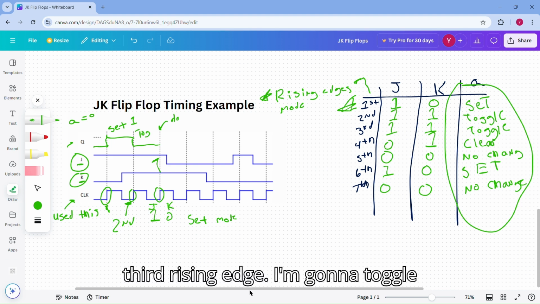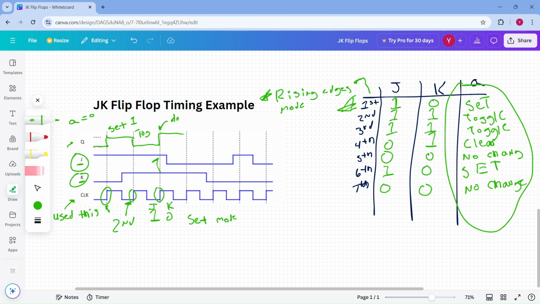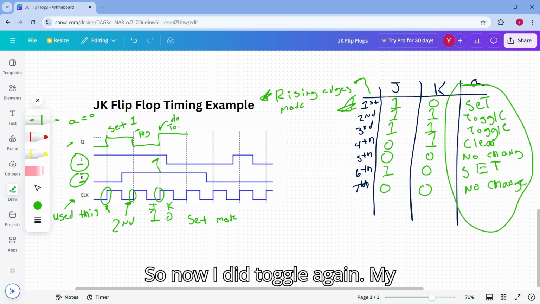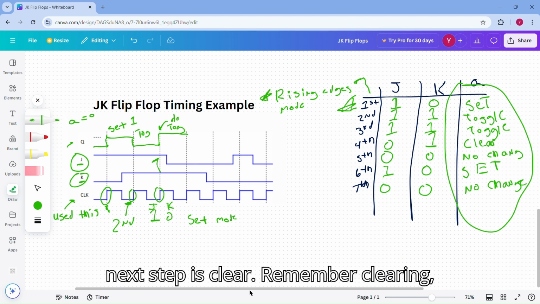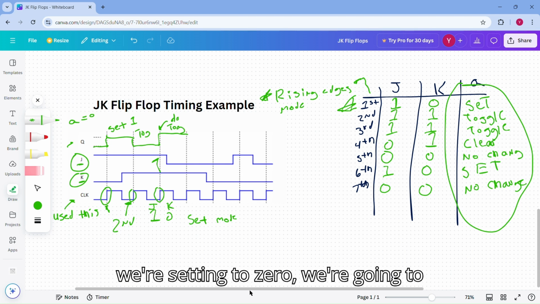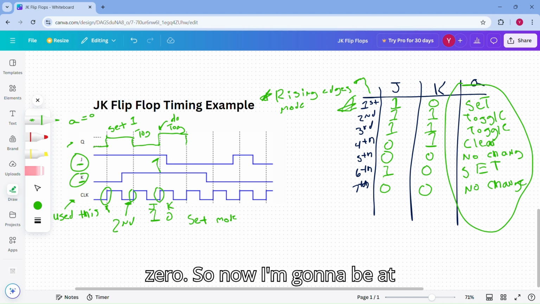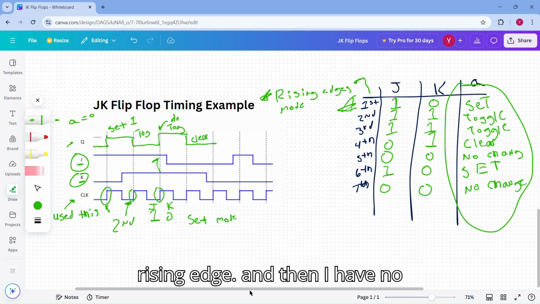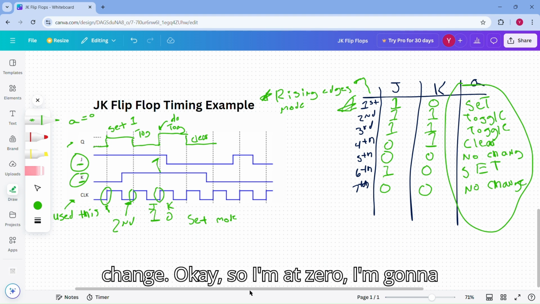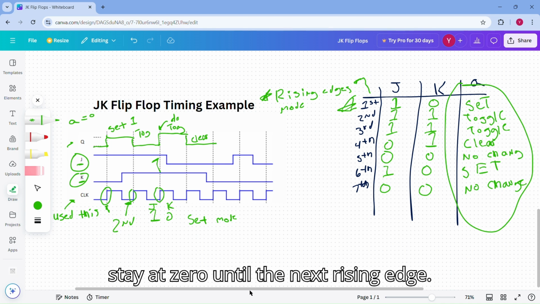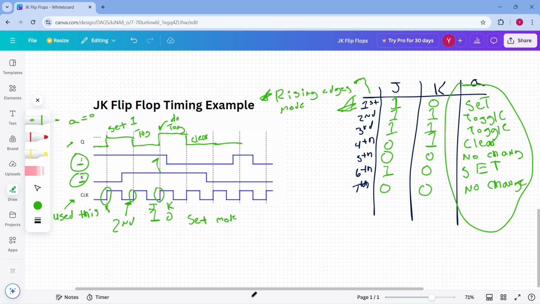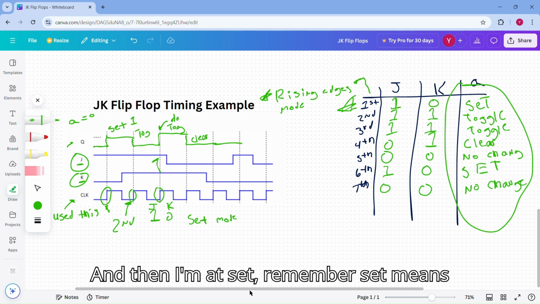Third rising edge, I'm going to toggle again. So now I did toggle again. My next step is clear. Remember, clearing, we're setting to 0. So now I'm going to be at clear or 0 until my next rising edge. And then I have no change. Okay, so I'm at 0. I'm going to stay at 0 until the next rising edge. And then I'm at set.